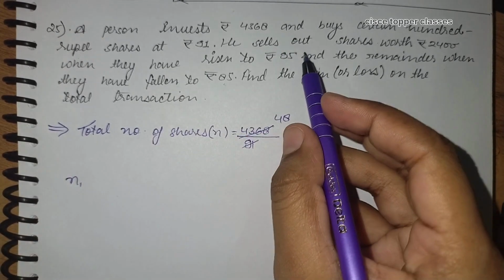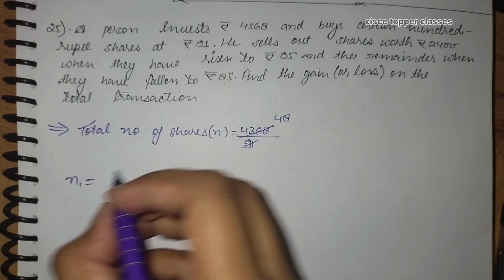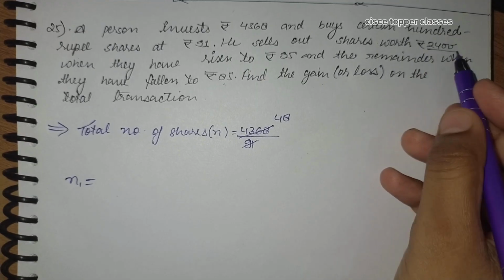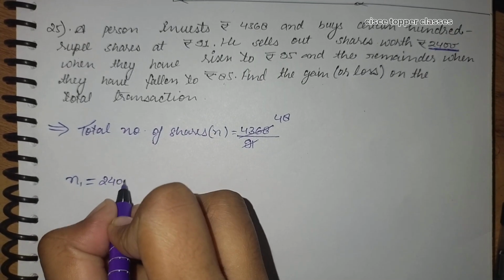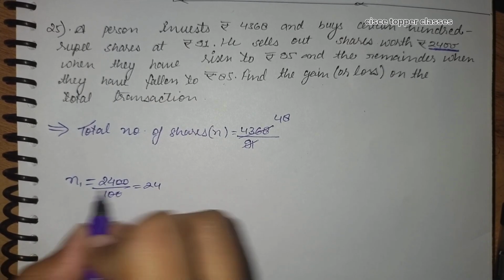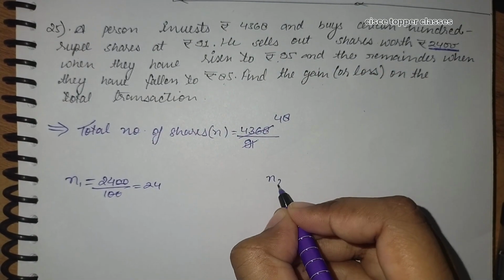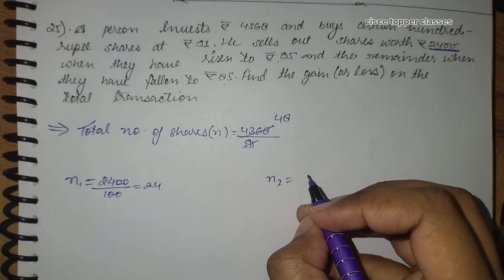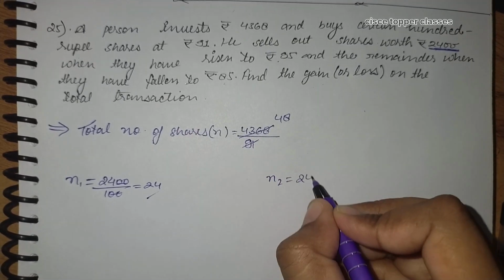If we write n1, which he sells at rupees 95, this will be 2400 divided by 100 here, because we get the total face value worth, and the face value of one share we know is 100, so it will cancel out and we will get 24. So this is n1, the shares which he sold at rupees 95. If we find n2, which he sold at 85, then again we can write 48 minus the shares sold, so again 24.